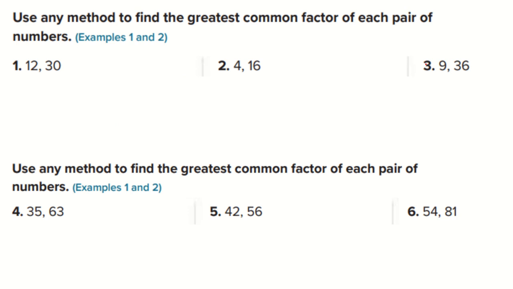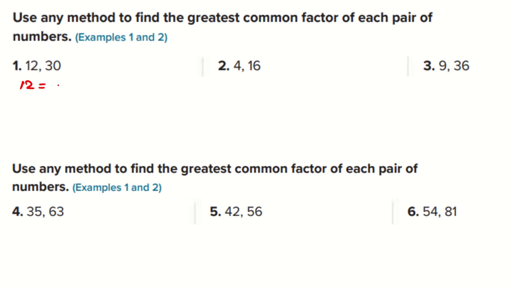Now next is find the greatest common factor. Students, you have various methods for finding the greatest common factor: by factor tree, by prime factorization, by division method. So I am telling you by the prime factorization method.